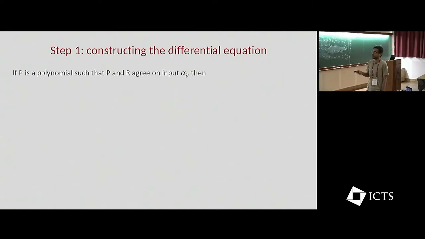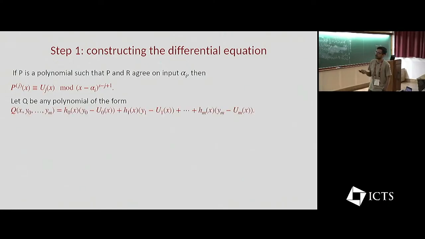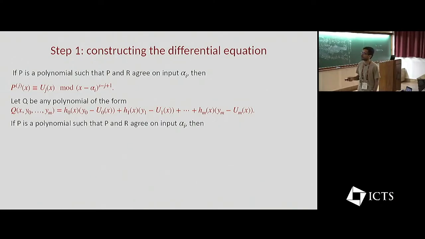Great, so our goal is to find a q. Now we are in the setting where we have these ui satisfying these nice properties with polynomials in the list. So now let's consider a polynomial q of the form y naught minus u naught times h naught plus y1 minus u1 times h1, etc. The hi's are for now arbitrary polynomials in x. Because of the relations between p and ui's, if p has an agreement with r at alpha I, we have the following property: if y naught is replaced by p, y1 is replaced by the derivative of p, and so on, then this polynomial is divisible by x minus alpha I to the s minus m.